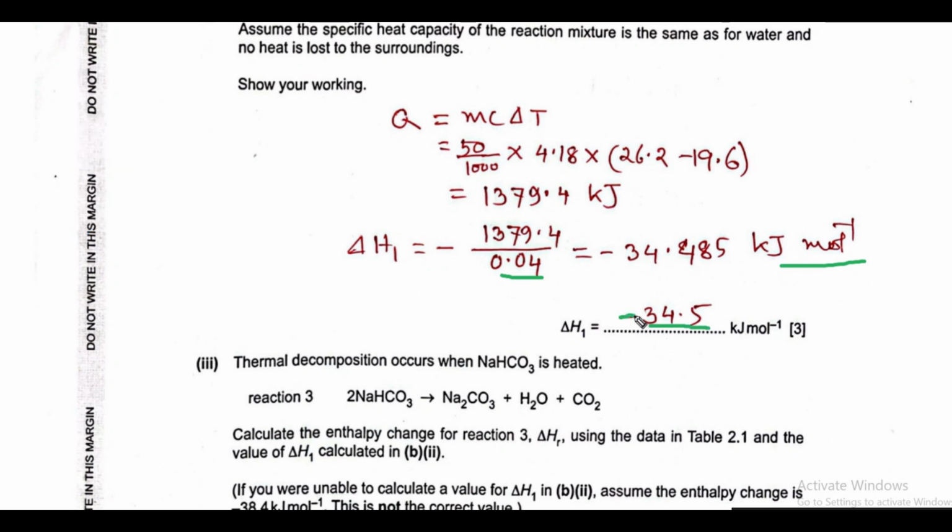Why minus sign? As you know, temperature is increasing, so this reaction is an exothermic reaction. For exothermic reaction, delta H value is negative. That's why del H1 is minus 34.5 kilojoule per mole.